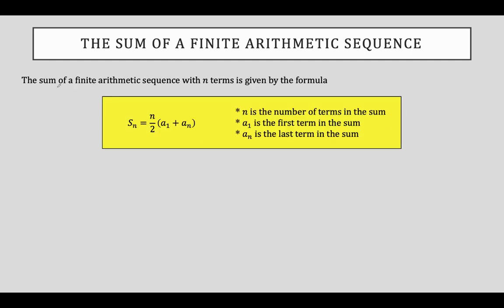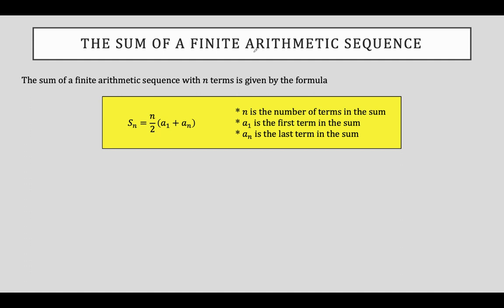The sum of a finite arithmetic sequence with n terms is given by the formula S subscript n is equal to n divided by 2 times the quantity a1 plus an, where n is the number of terms in the sum, a1 is the first term in the sum, and a subscript n is the last term in the sum. We can use this formula to help us in finding the sum of any finite arithmetic sequence.